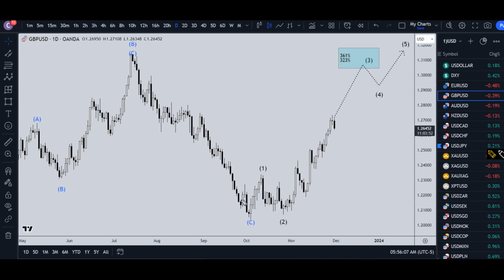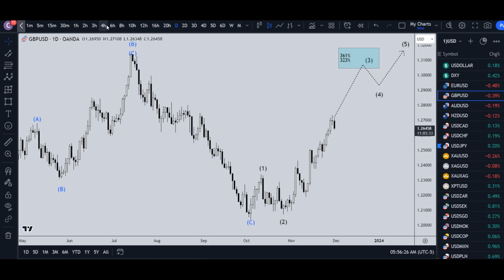On the daily time frame, I think this is a 1, I think this is a 2, and I think we're in a wave 3. My target for this wave 3 is all the way up at the 361 to 323 Fibonacci extension of wave 1 projected out the bottom of wave 2, which tells me that most likely any pullbacks we see on shorter time frames are nothing more than corrections to the uptrend.